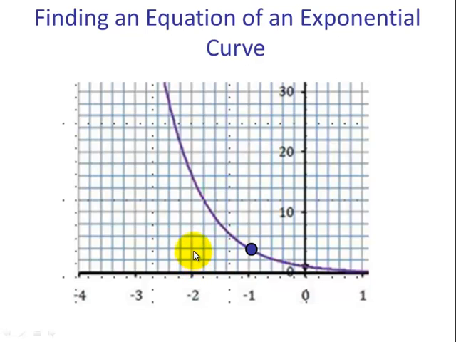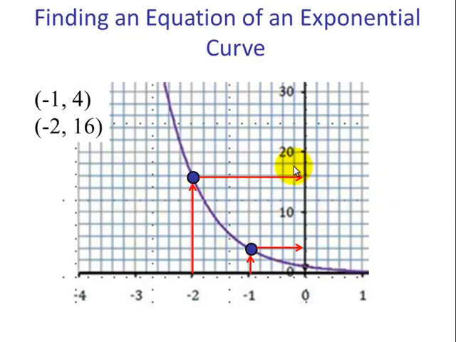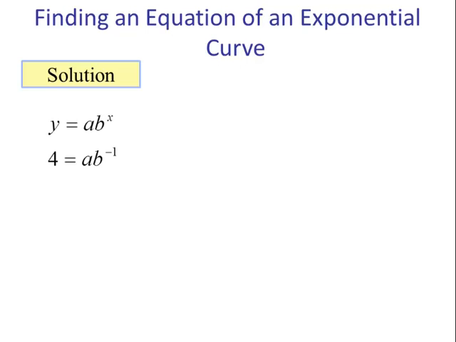The next one, when x is negative 2, y is 16. So we have 2 points. When x is negative 1, y is 4. And when x is negative 2, y is 16. So we have our 2 points. Now we can answer this problem just like we did in the previous problem. We have 2 points, so we need 2 equations.